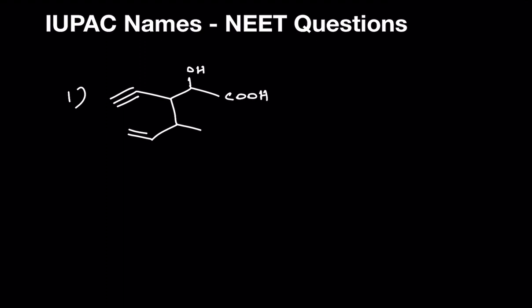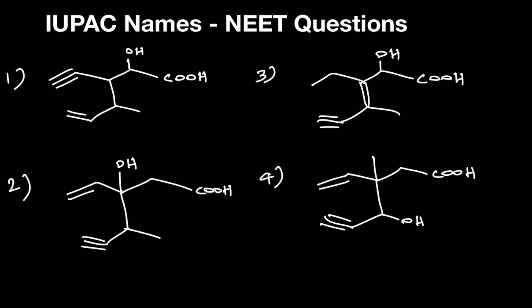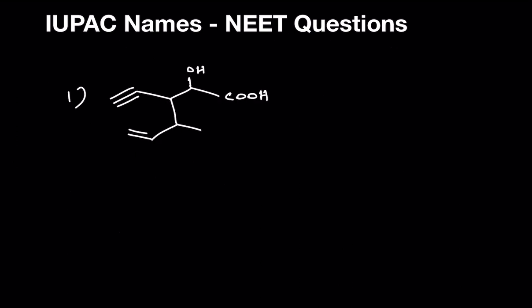Hello everyone. The question here is we need to find out the structure of the compound whose IUPAC name is 3-ethyl 2-hydroxy 4-methyl hex 3-ene 5-ynoic acid. So we have 4 options here. We will go one by one. We will first try to find out the IUPAC name for this.